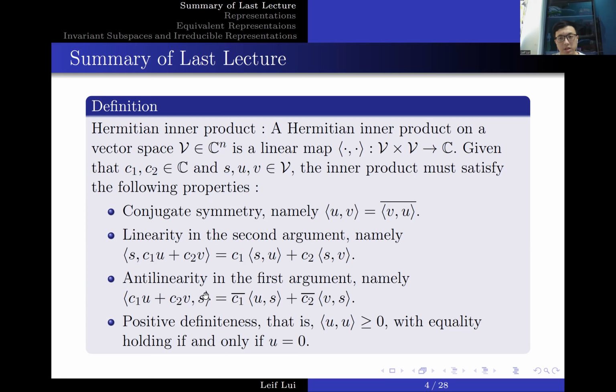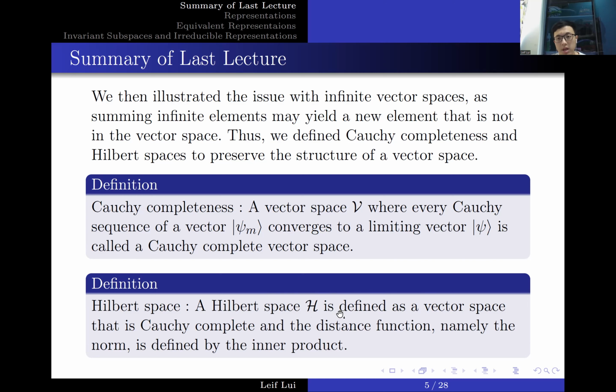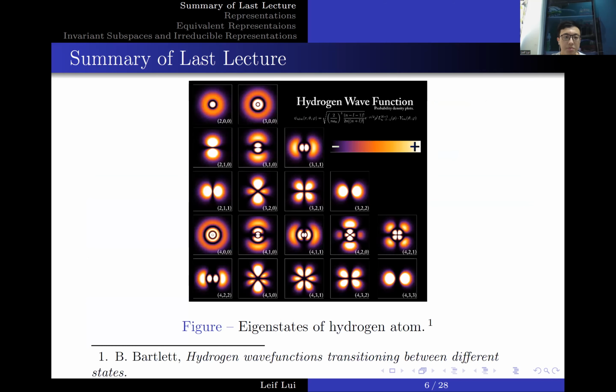After that, we talked about the issue with infinite vector spaces, as summing infinite elements may lead to an element that is not in the vector space. So then we have to define something called Cauchy completeness. Basically, all Cauchy sequences of vectors in the vector space must converge to a limiting vector. For a Hilbert space to exist, it must be Cauchy complete. And this is basically the arena of quantum mechanics where we do computations.